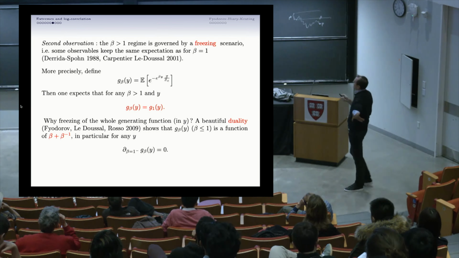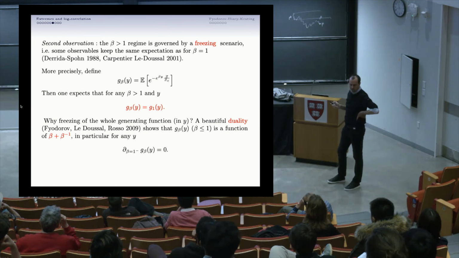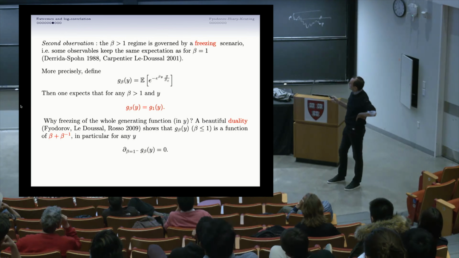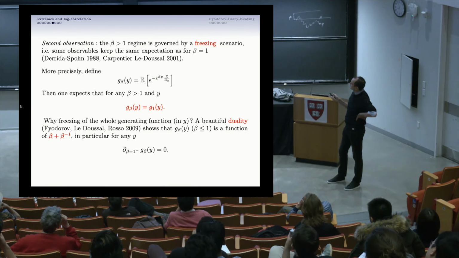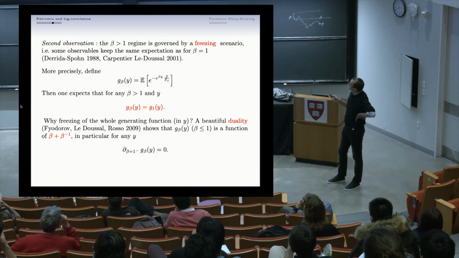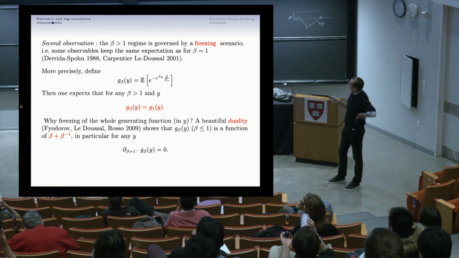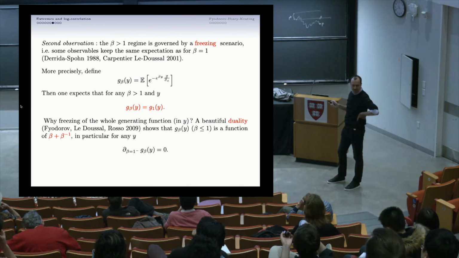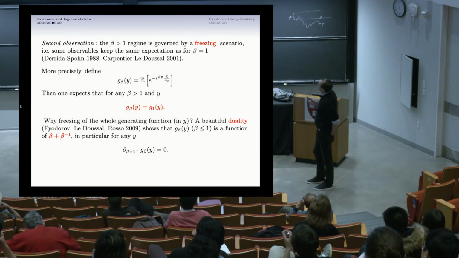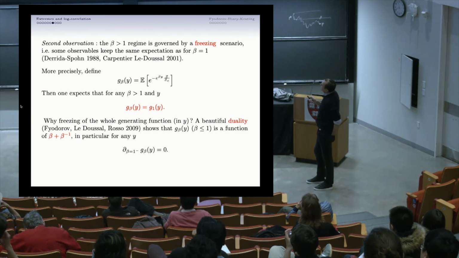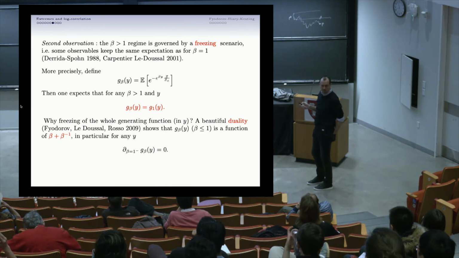And this builds on Derrida, Spohn, and Carpentier-Ledussal. In particular, Derrida and Spohn introduced some observables of this type, which are just Laplace transforms of the partition function itself. And they proved in some settings that it's true that for beta greater than 1, no matter which parameter y you choose, it freezes. This specific observable will freeze. So of course, you can access the large beta regime then, and if you have the large beta regime, you will recover the maximum.